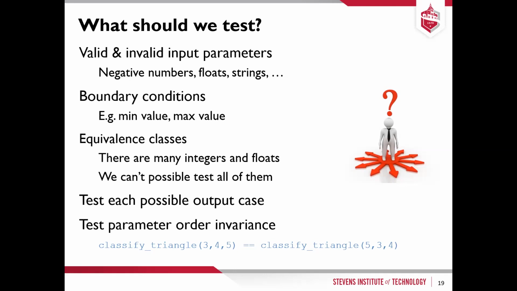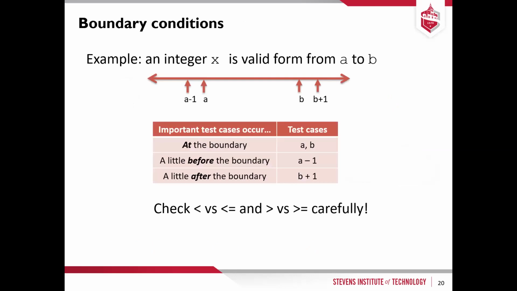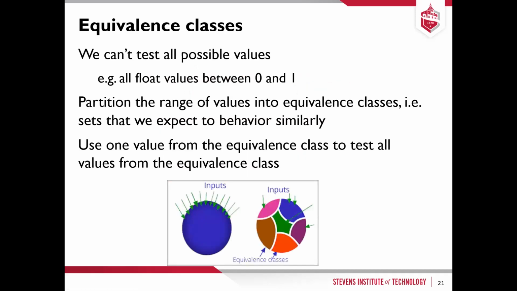In the example of the triangle, it doesn't matter if I introduce the triangle with the legs A, B, C or B, C, A. They both are the same triangle, right? So I need to test to make sure that my system understands that. For the boundary conditions we already talked about, we need to check a little bit less and a little bit more. Also for the equivalent, we cannot test all different inputs, right?